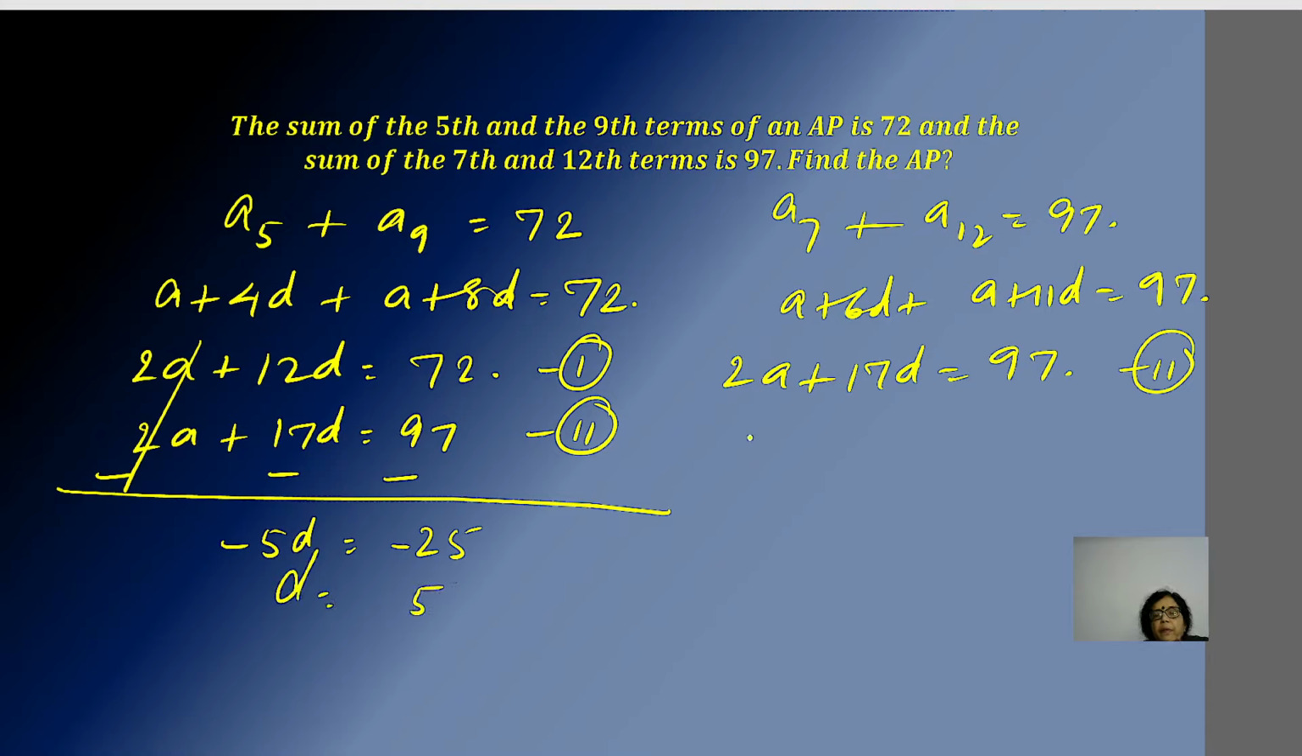What about A? If we put the value of D in the first equation, 2A is equal to 72 minus 60. That gives us 12. So A is equal to 6. So the AP will be: the first term is 6, the second term will be 11, the third term will be 16, and so on. So this is the AP.